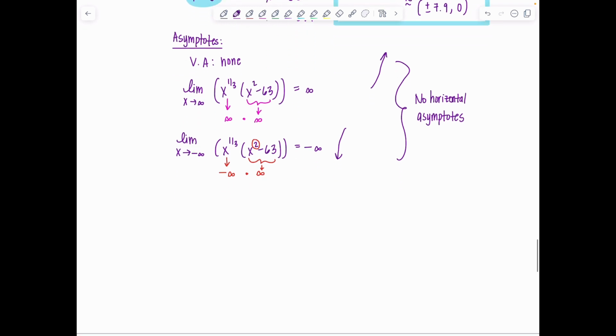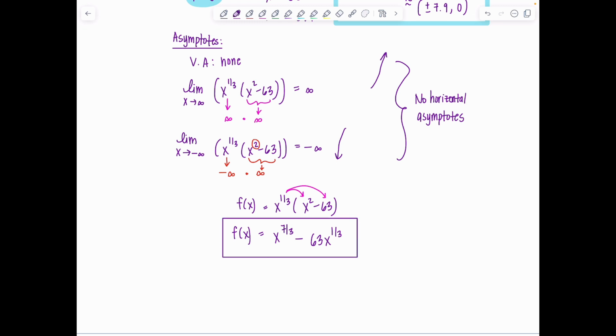Now, I'm going to remind you, f of x was equal to x to the 1/3 times x squared minus 63. Don't take the derivative just yet, because you would have to do the product rule. So instead, what you should do is distribute that x to the 1/3 through. Then I have f of x is, be careful now, so I'm going to add these exponents. 2 is 6/3 plus 1/3, this is x to the 7/3, minus 63x to the 1/3. Fabulous. Let's work with this. This is what we're going to work with to obtain our derivative.